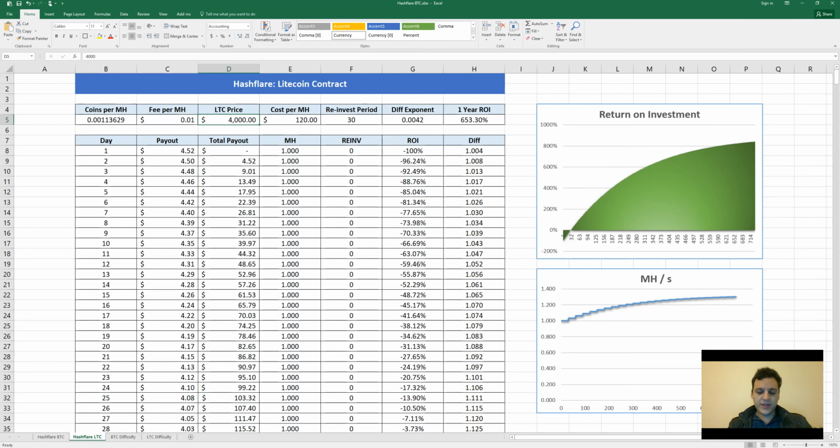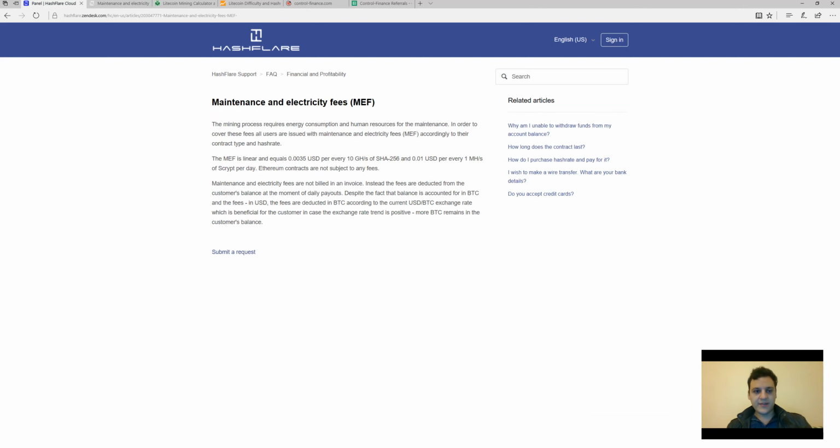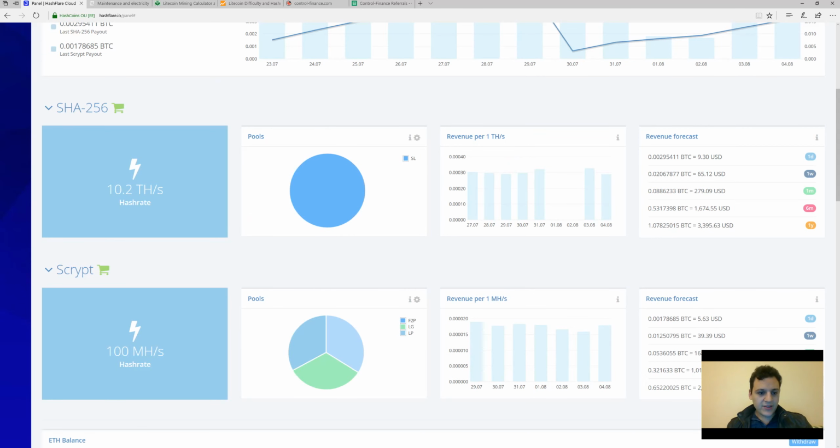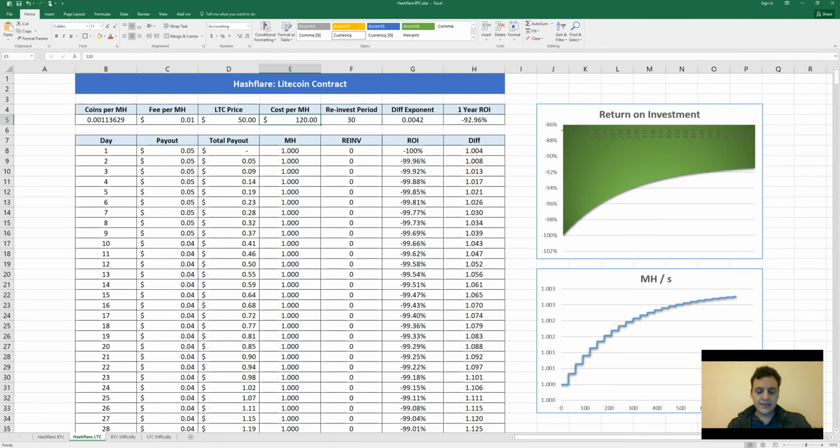Now the Litecoin price, obviously it's going to fluctuate. I always work on something a bit higher than what it really is. So I'm going to work on 50. So the Litecoin price is $50. And the cost per megahash, so that's important. We need to know how much we have to invest for 1 megahash. So if we check on Hashflare, 1 megahash will cost us $13.50. So let's type that in here, 13.50.